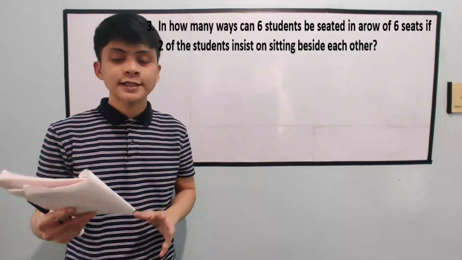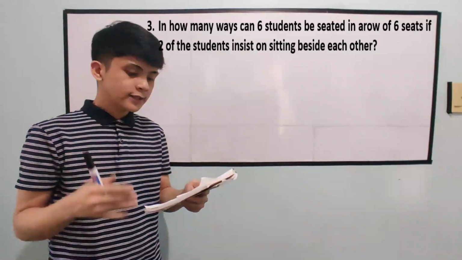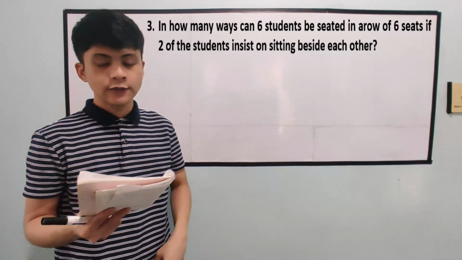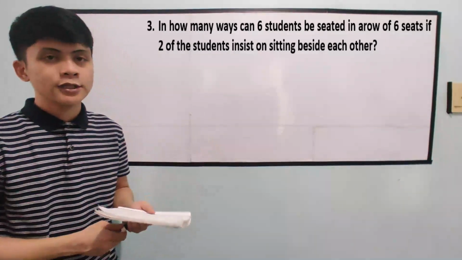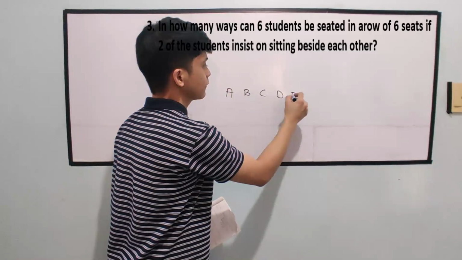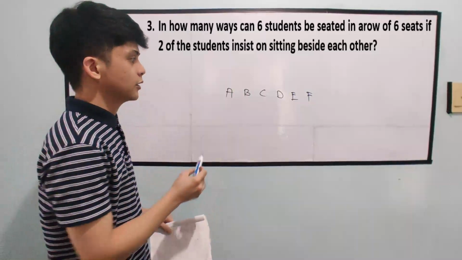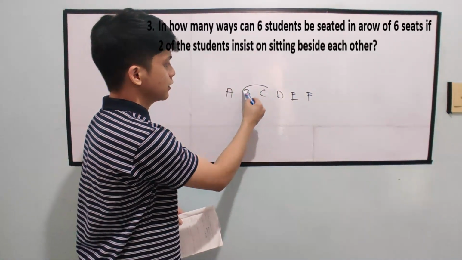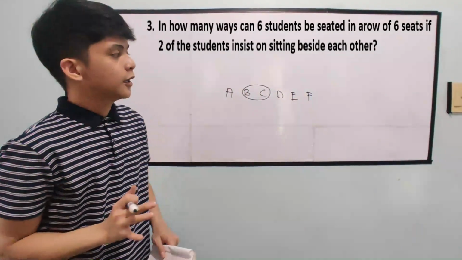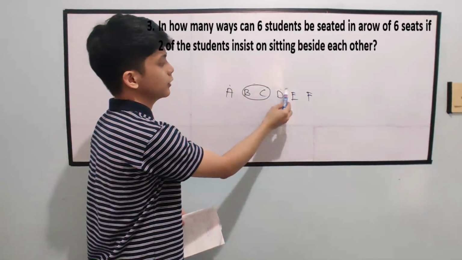So, for the last example natin, in how many ways can 6 students be seated in a row of 6 seats if 2 of the students insist on sitting beside each other? So, now dito naman meron tayong 6 students. So, sabihin na natin na si A, B, C, D, E, F yung mga students natin. Now, 2 of them insist on sitting beside each other. So, let's say si B and C yun. So, gusto nila magkatabi lang sila. Now, instead of 6 people na i-arrange natin, meron na lang tayong 1, 2, kasi group as 1 natin to, 1, 2, 3, 4, 5 people na lang.